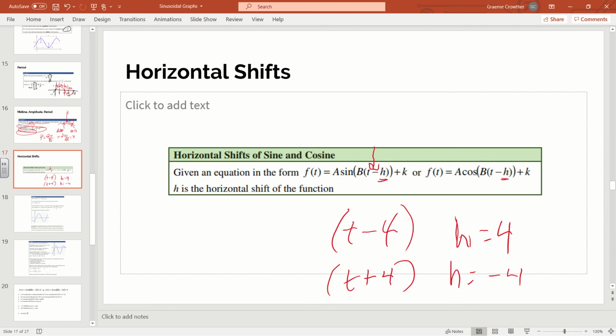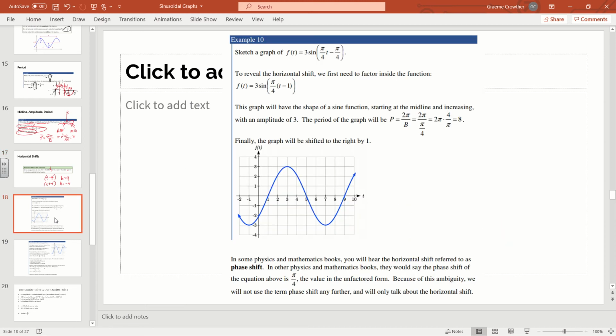Remember, that's that counterintuitive thing. When you see the negative, it's kind of the opposite direction because it's based on what h is, not what the subtraction of h is. So let's take a look at an example. And this is one you'll come across quite a bit and is often one of the main causes of errors when we're working with sinusoidal functions.